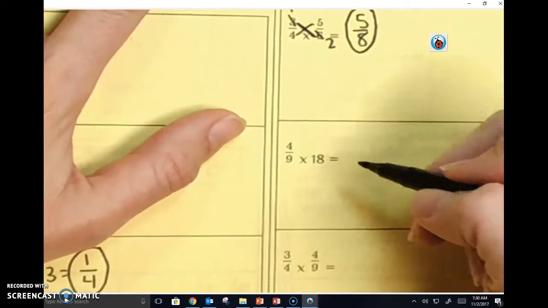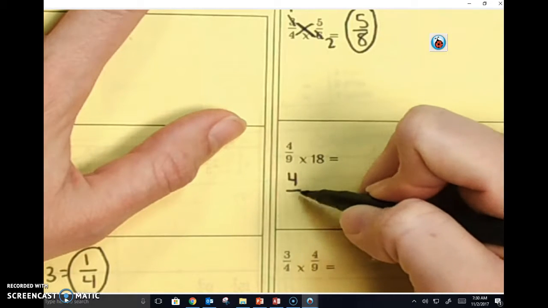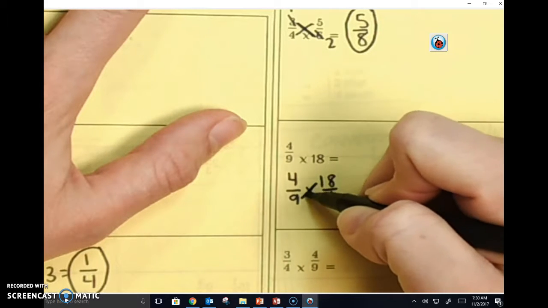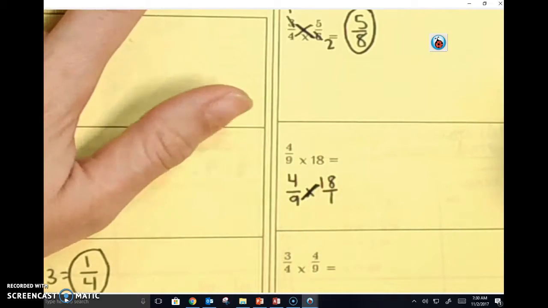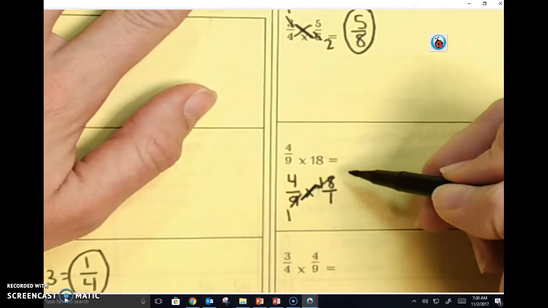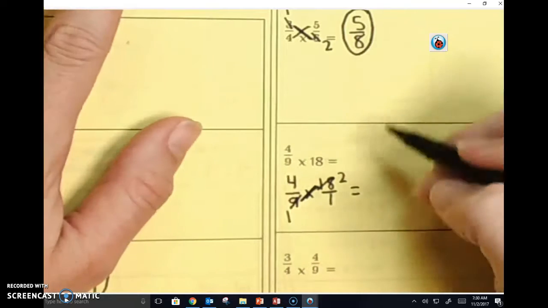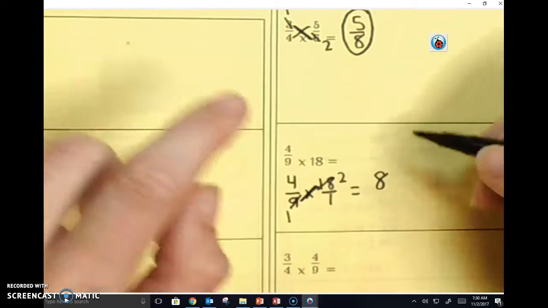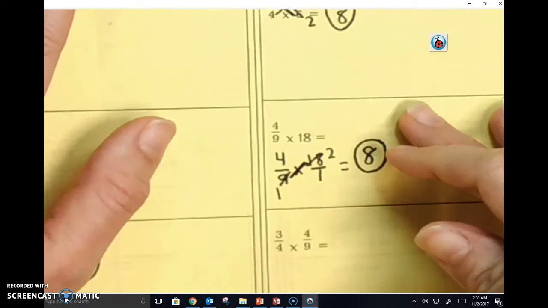Now I'm going to rewrite this one because when we have a whole number, we have to put a 1 underneath of it. So we have 4/9 times 18 over 1. Let's look diagonal across. 9 and 18. They both have a 9 in common because 9 divided by 9 is 1, and 18 divided by 9 is 2. So we have 4 times 2, which is 8. 1 times 1 is 1, and I'm not even going to worry about putting that on the bottom because if you have 1 on the bottom, it's a whole number.